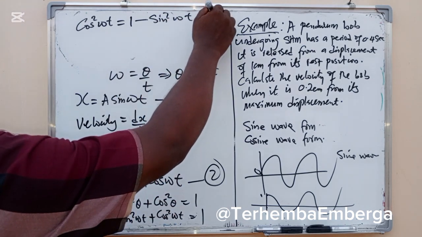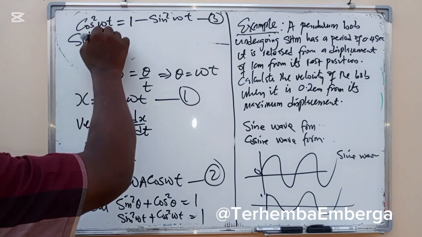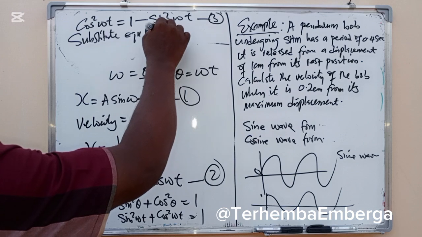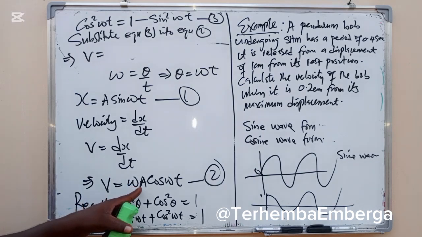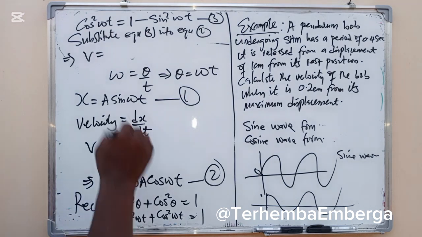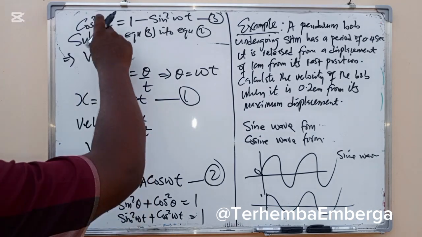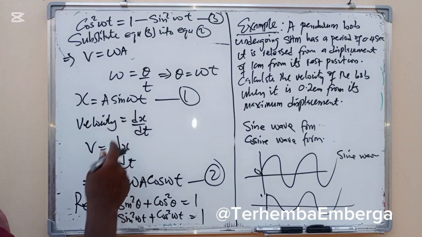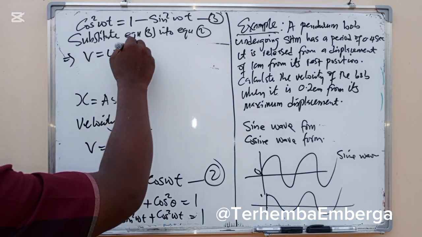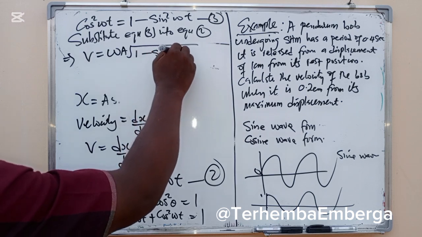So if you now substitute equation 3 into equation 2, it becomes v equal to omega a, but what we have here is cos omega t. By the time you make cos omega t the subject, it becomes the square root of this. So we'll now substitute this as square root of 1 minus sine square omega t.